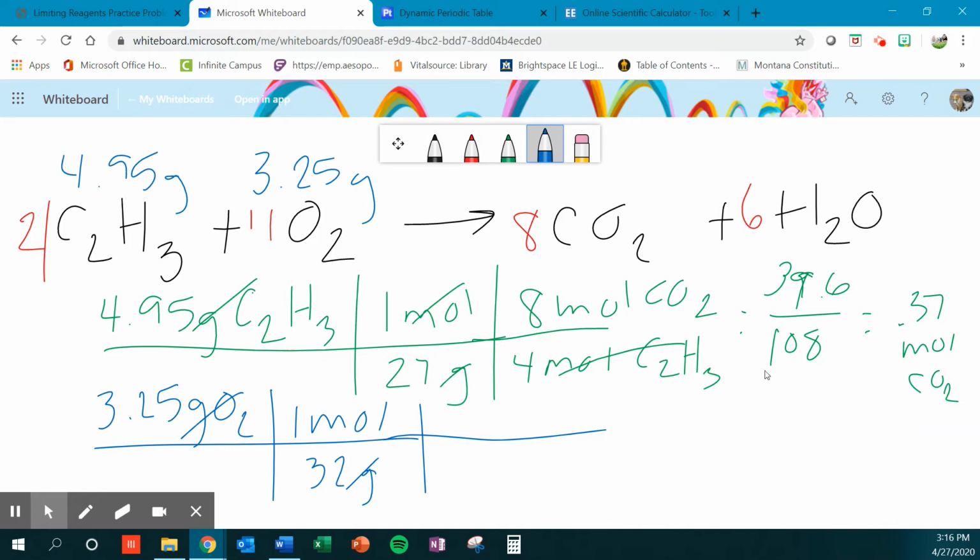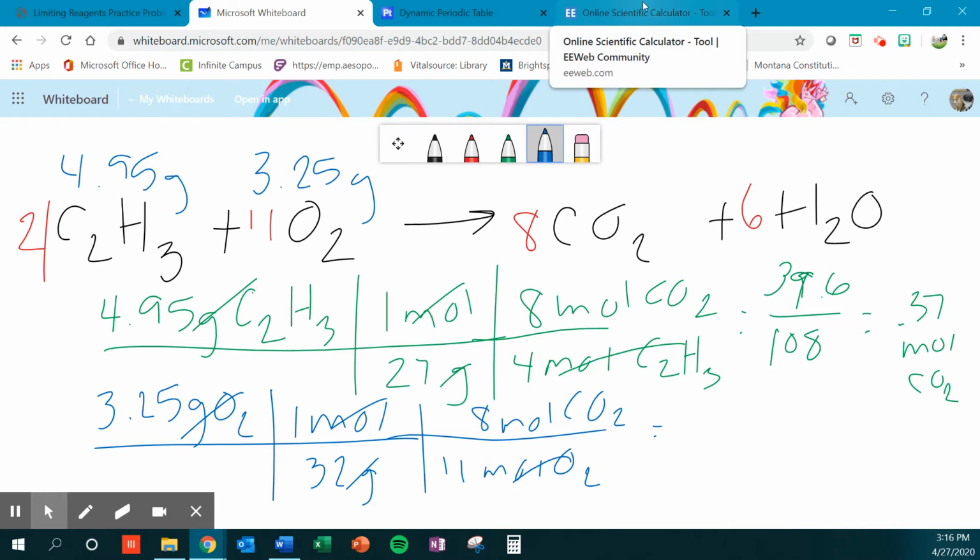From the balanced chemical equation, we see that there are 11 moles to 8 moles of CO2. So 11 moles of O2 to 8 moles of CO2. And we have our moles of O2 cancel, and we're left with moles of CO2. So the same thing, we multiply across the top, multiply across the bottom, take top divided by bottom.